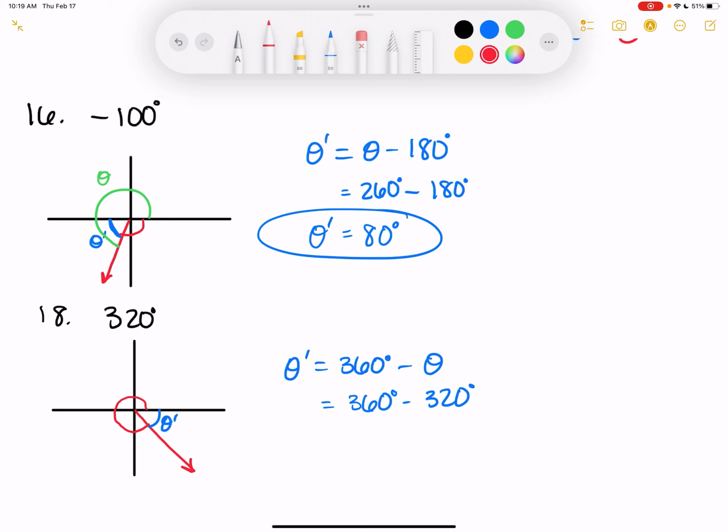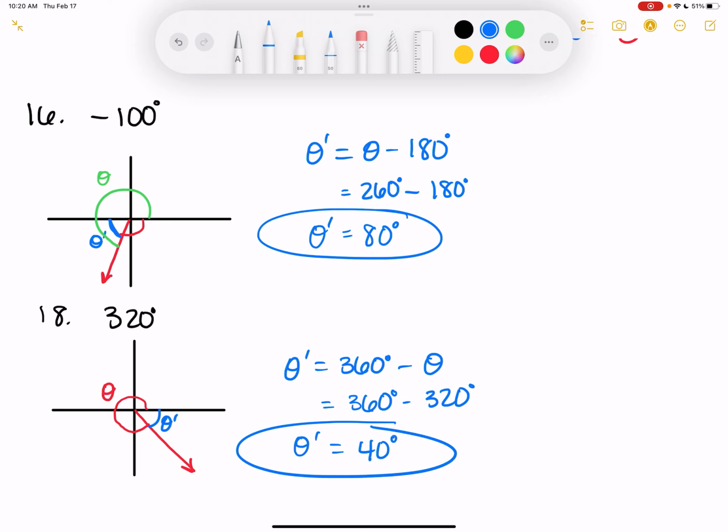So this is my theta in red. Theta prime is in blue. So theta prime is equal to what? 40 degrees. It's not hard. Not hard. Yet. Maybe.